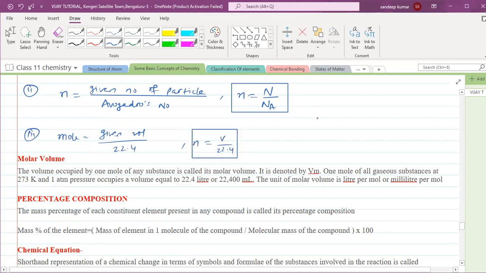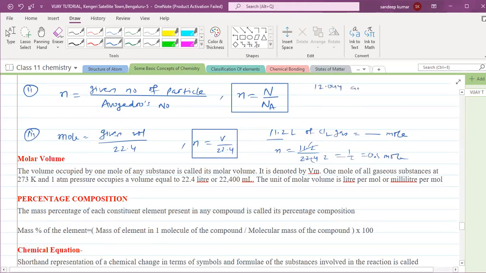For example, you see here, suppose they ask 11.2 liters of chlorine gas is equal to dash mole. So which formula will apply? This formula. Number of moles is what? Given volume. How much is the given volume? 11.2 by 22.4. So this decimal will get cancelled. This is exactly cancelled by 2 times. So 1 by 2 means 0.5 mole.